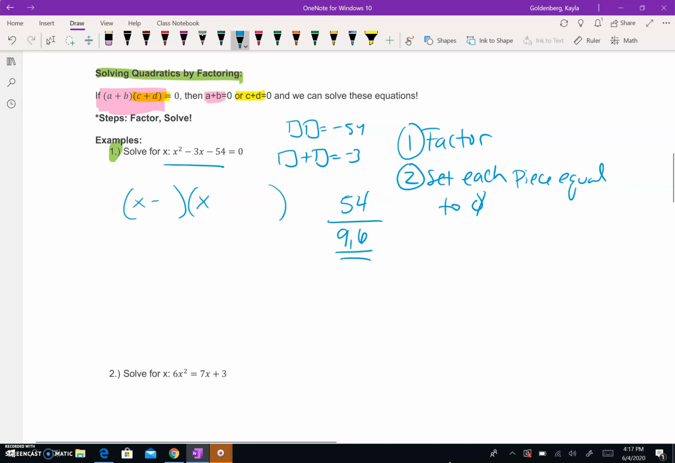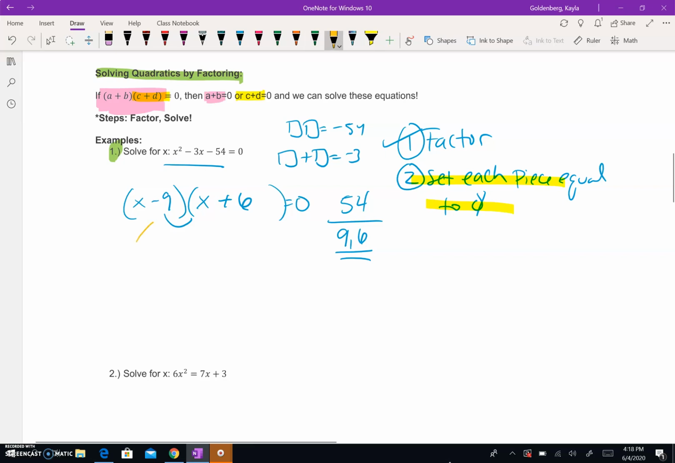So I'm going to say it's x minus 9 and x plus 6. That would give me the negative 9x and the positive 6x, that would give me my negative 3x that I need. So this is factored form, and we're done with step 1. Step 2 is to set each equation equal to 0.